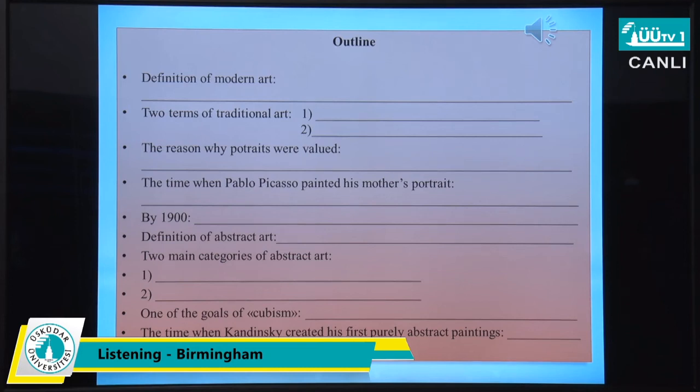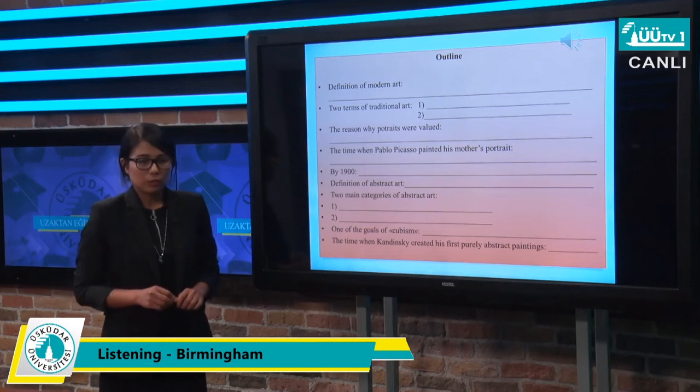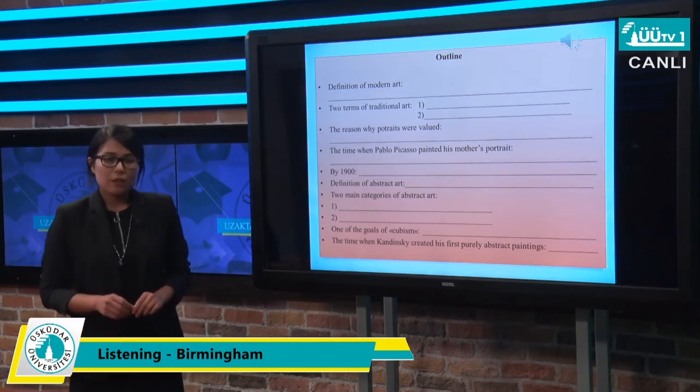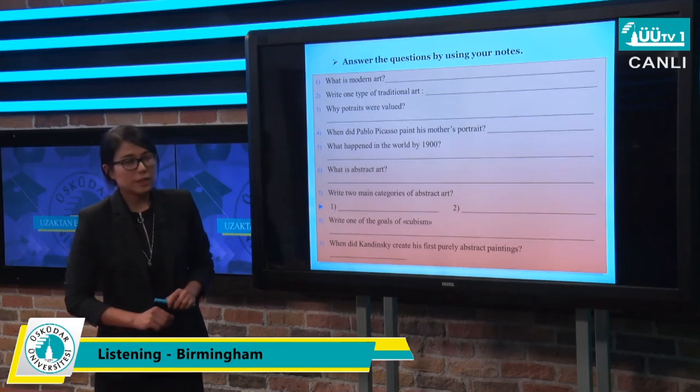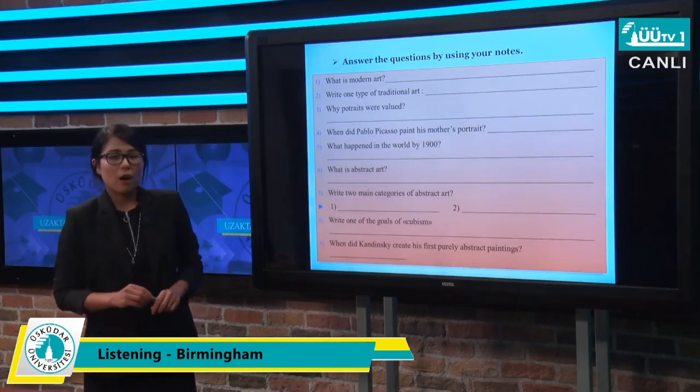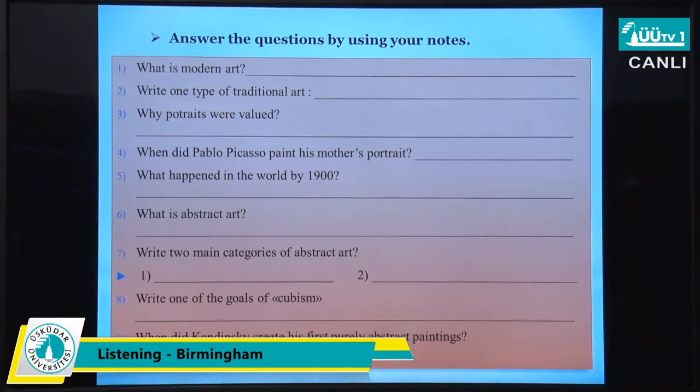Okay. I hope you all took your notes for each statement. Now I will show you the questions. There is a question for each statement and you have to answer these questions by using your notes. There's the first question, what is modern art? You have to write a definition of modern art. Second, write one type of traditional art. And third, why portraits were valued. 4. When did Pablo Picasso paint his mother's portrait?